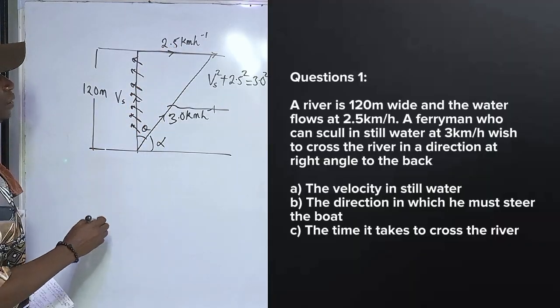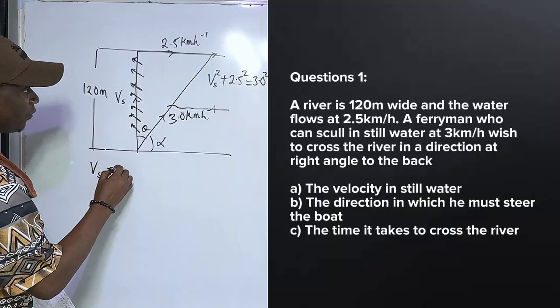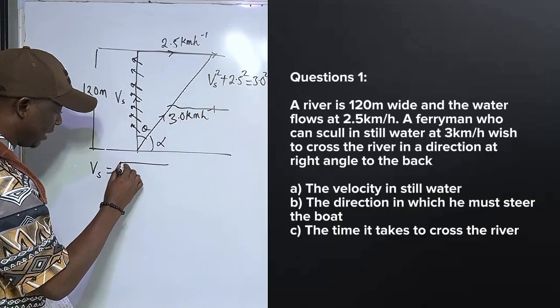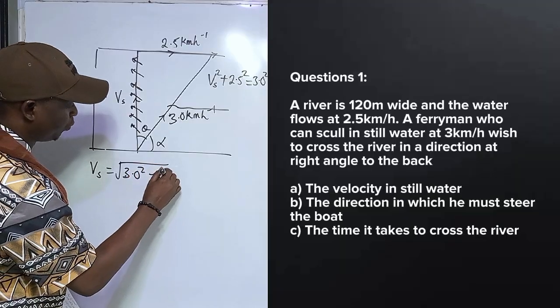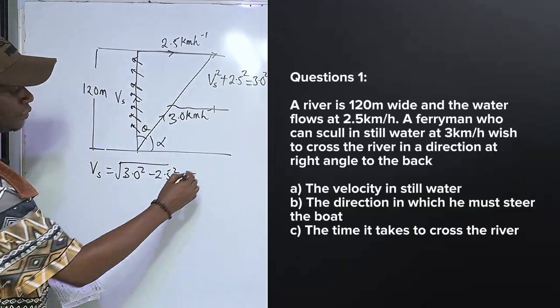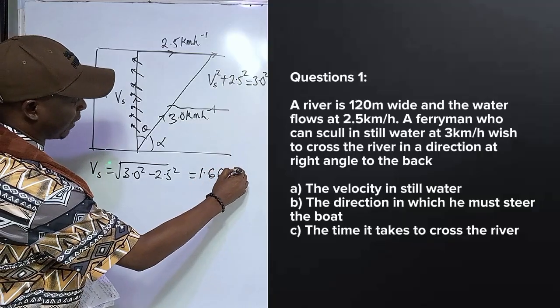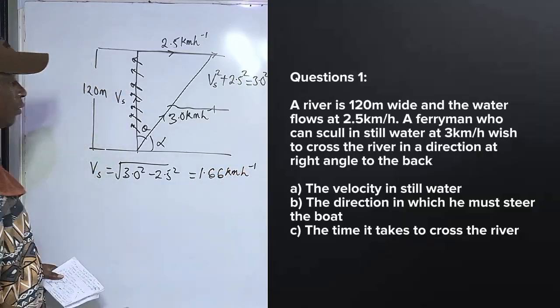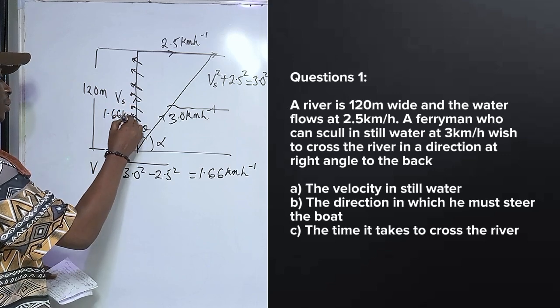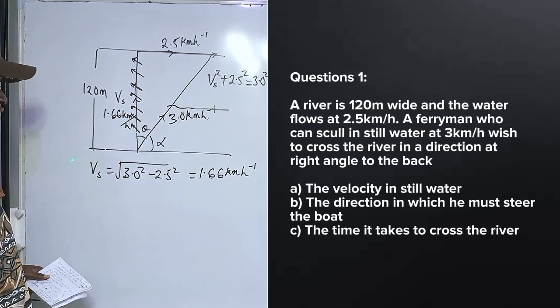Now what do we do now? We now make VS the subject of the formula, which is the square root of 3.0 square minus 2.5 square. What do we have? I want to have it as 1.66 kilometer per hour. Very clear. Now this is the velocity at which it will scull in still water, that the velocity in still water.